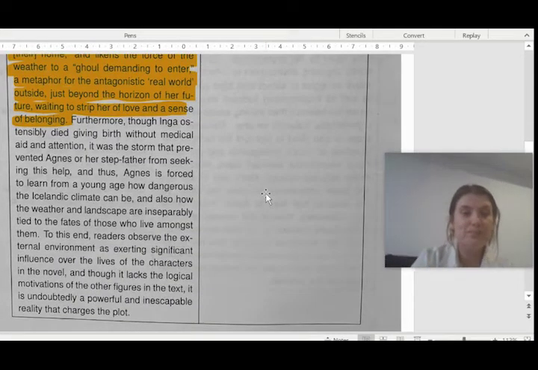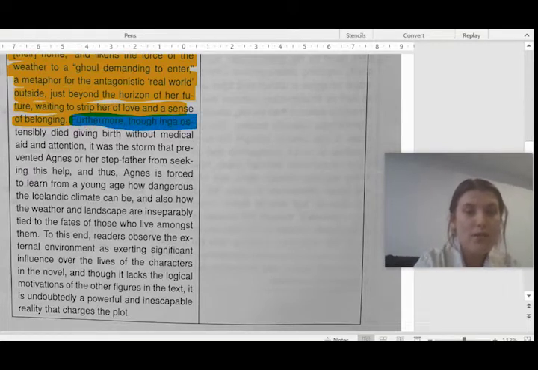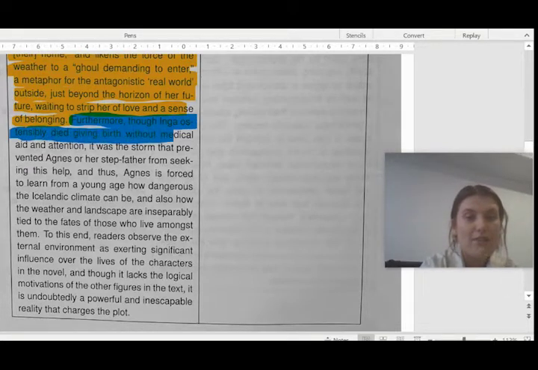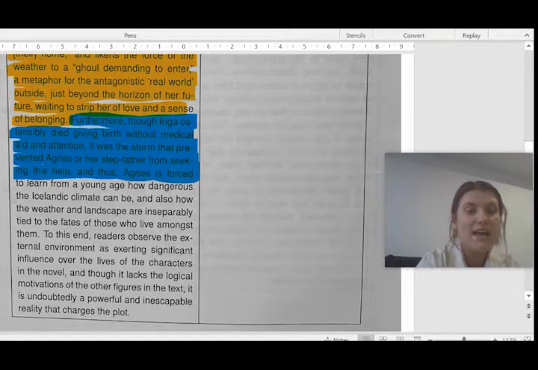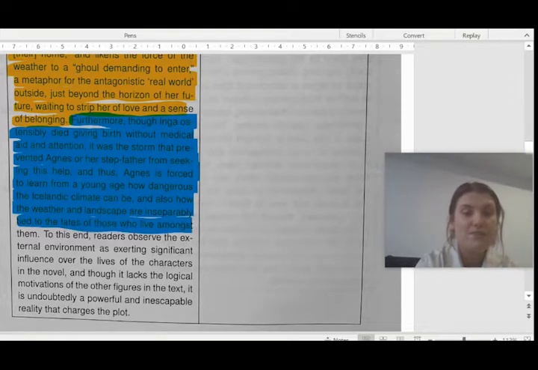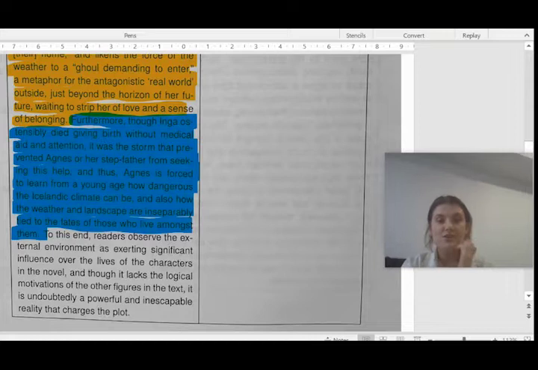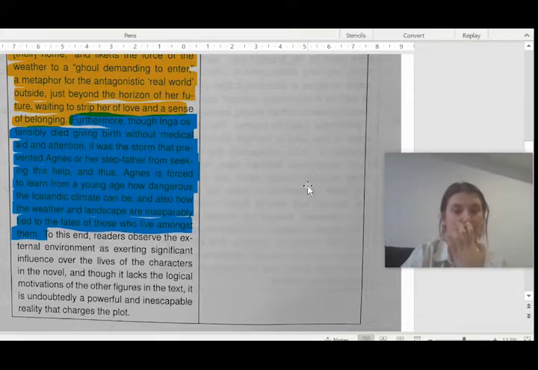So you can see here, they have said, furthermore, though Inga ostensibly died giving birth without medical aid and attention, it was the storm that prevented Agnes or her stepfather from seeking help. And thus Agnes is forced to learn from a young age how dangerous the Icelandic climate can be, and how the weather and landscape are inseparably tied to the fates of those who lived amongst them. So that analysis is really strong. They've made such a good point and they've really proved it, which is exactly what we want to see.